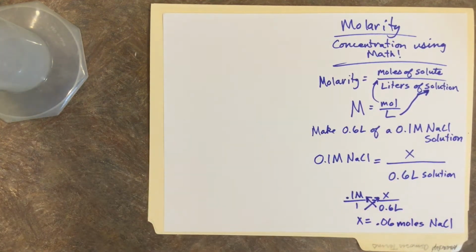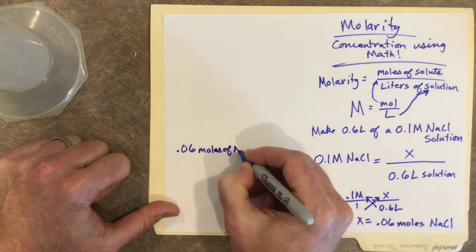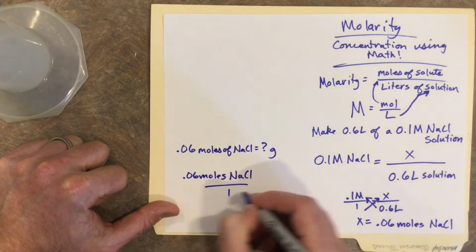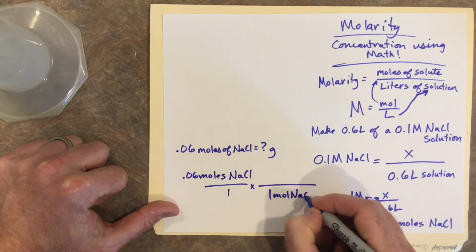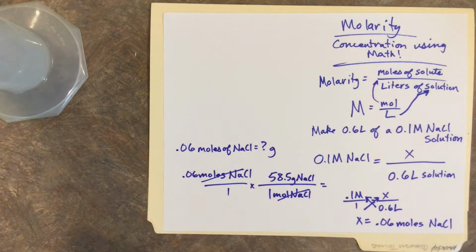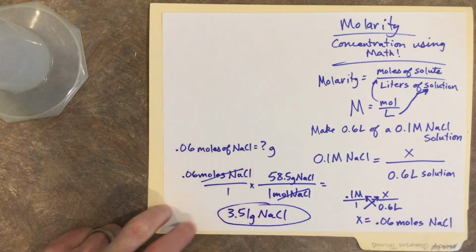With this information, I would now need to turn my 0.06 moles of NaCl into grams of NaCl and do a mole problem. I'd use the molar mass of NaCl, which is 58.5. My moles of NaCl on the bottom and the top of the fraction would cancel out, and I would end up getting a final answer of 3.51 grams. That's how much salt I would need to make this solution.